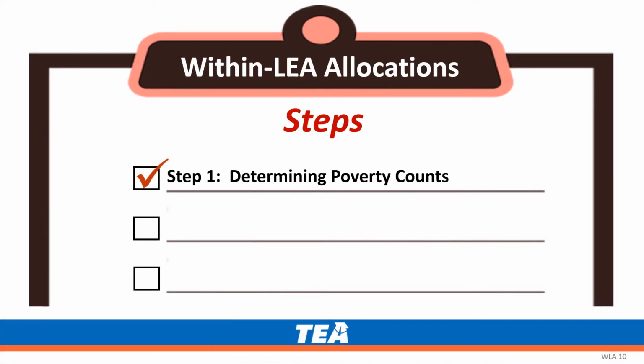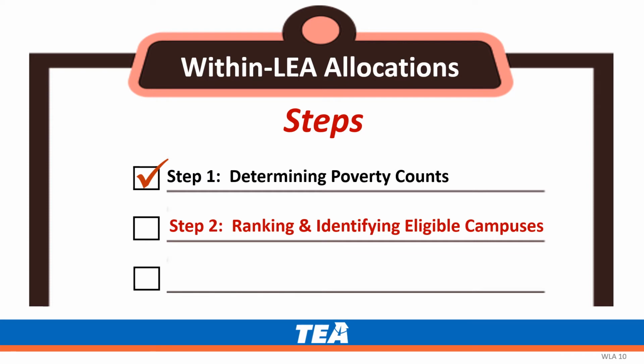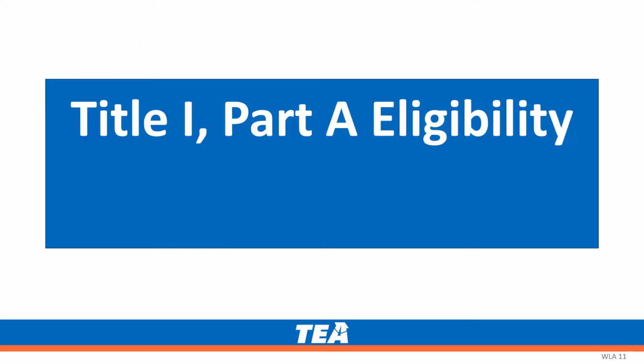Now that we have completed step 1, which is determining poverty counts, we can now move on to step 2, which is ranking and identifying eligible campuses. In step 2, please note that the low-income percentages that will be referenced and the options for serving campuses are for determining overall Title I Part A eligibility. An LEA must first determine overall Title I Part A eligibility before determining which program a campus will implement.